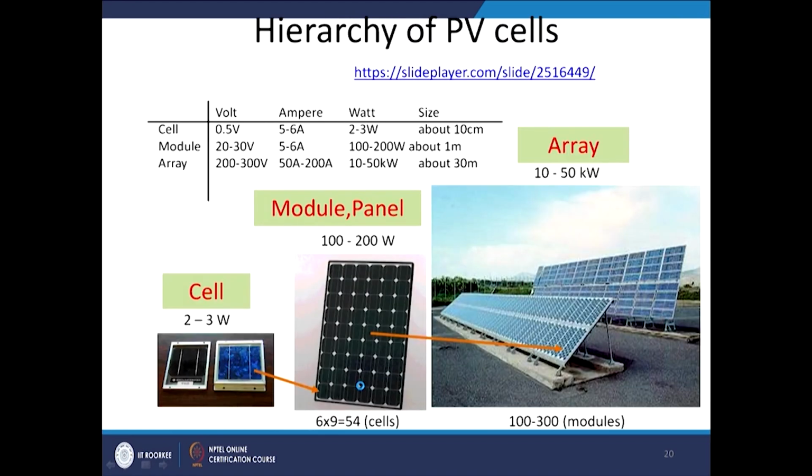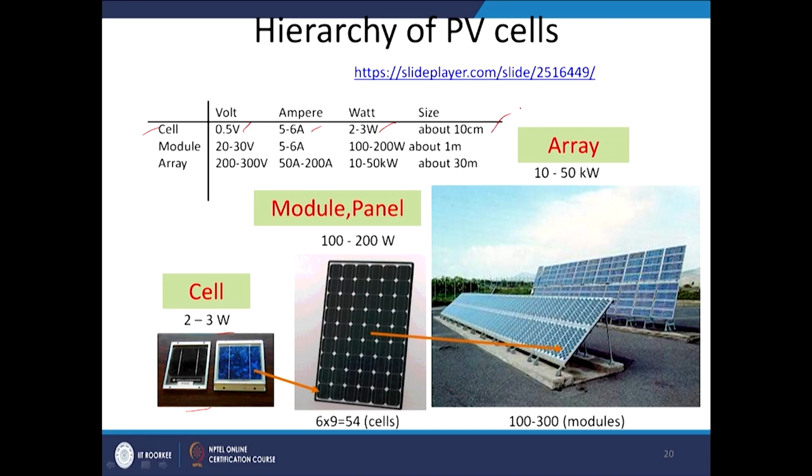And then there is the hierarchy of the PV cells. A single cell gives 2 to 3 watt. This is black and blue, with N type and P type semiconductor, and 2 to 3 watt is generated. Here it is 0.5 volt and 5 to 6 amps and 2 to 3 watt, with a size of about 10 centimeter.